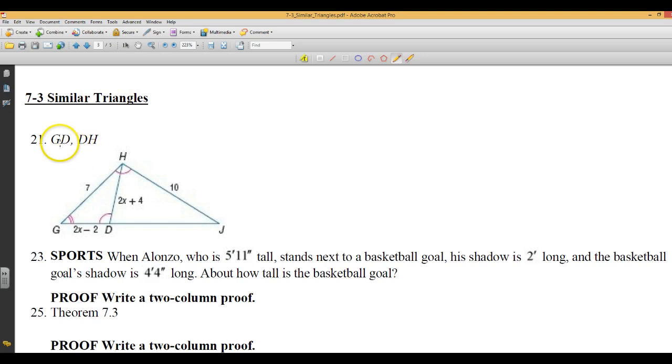So for 21, to find GD and DH, we need to solve for x, and it's kind of tricky here. This mark means this entire angle, so GHJ. So actually, inside of this triangle, GHD is not marked. With that said, we can say that triangle GHD is similar to, so that would be 2 marks, and this is actually not marked, so no mark, 1 mark. So then inside of this larger triangle, 2 marks, no mark, and then this entire angle is 1 mark, so that would be GJH.